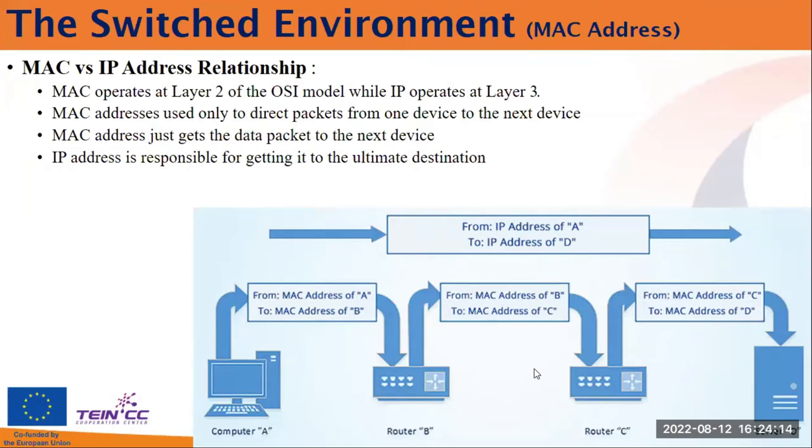Right? So MAC operates at layer 2 of the OSI model. If I differentiate with IP address, then IP address operates at layer 3. We have already learned about this. MAC addresses are typically used only to direct packets from one device to the next device. You can see here an example where computers A, B, C, and D are connected. Computer A is connected to computer B with a MAC address. It is directly connected. Again, router B is connected to router C by MAC address, directly. But when A wants to connect with D, it can use the IP addresses, right?